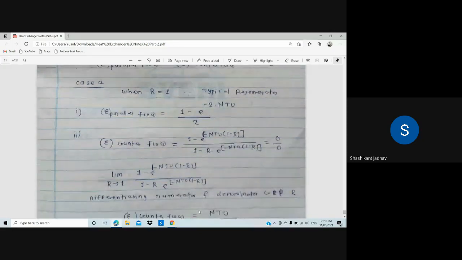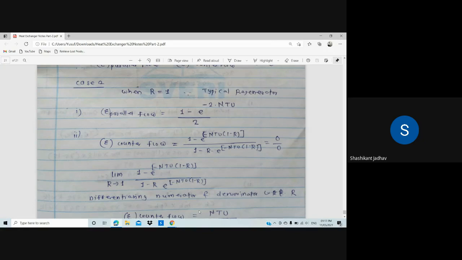So in case number 2, when R is equal to 1, it means the capacity ratio is 1, and when this capacity ratio is 1 there is a typical regenerator, and for that typical regenerator R is equal to 1. So all of you write down case number 2: when R is equal to 1, a typical regenerator is there.